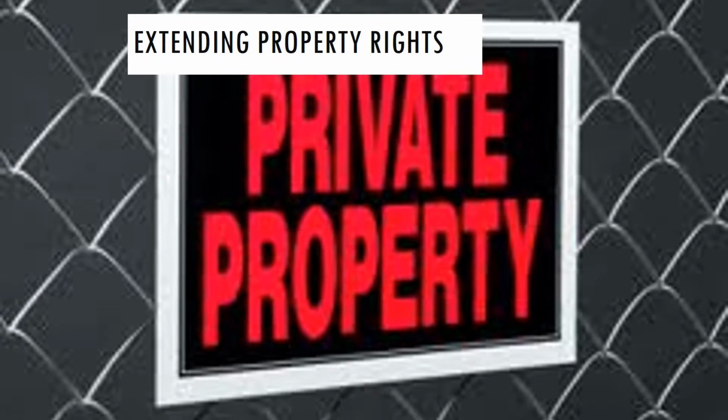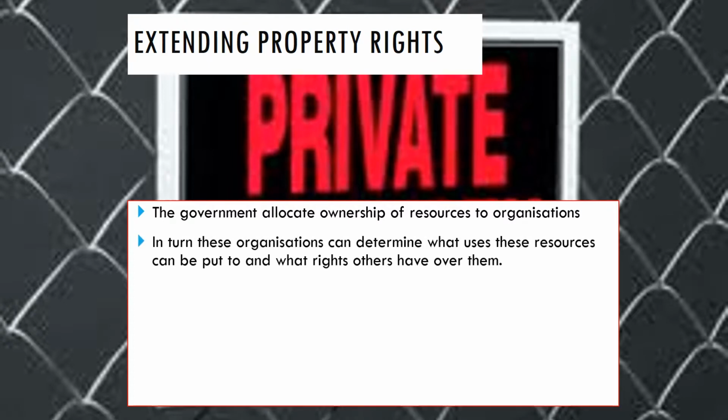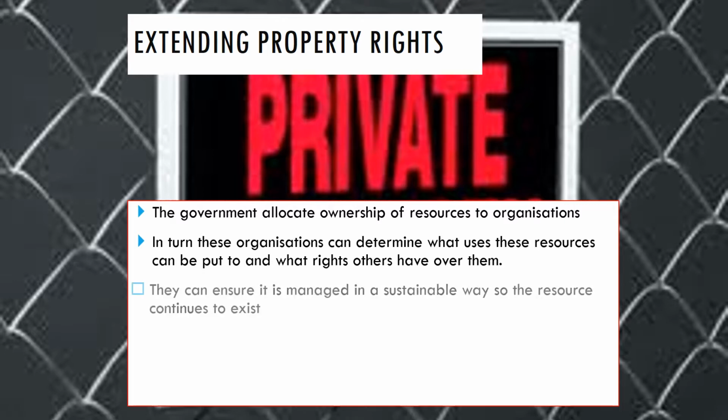So what we might do to solve this problem is extend property rights. And that occurs when the government allocate ownership of a resource to a particular organisation. So for example, ownership of that particular part of the sky or ownership of that particular river. The idea is that these organisations, if they own this particular resource, can determine who uses these resources, what uses these resources, and what rights others have over using them.